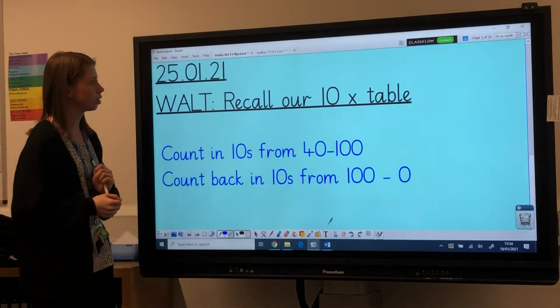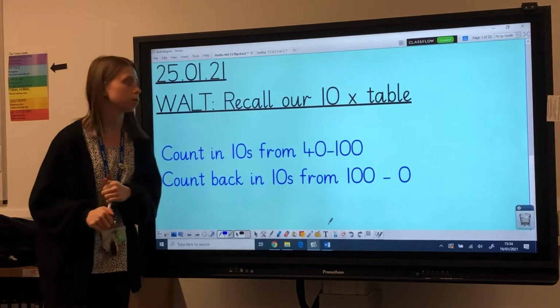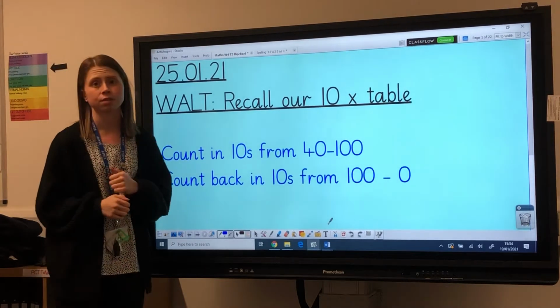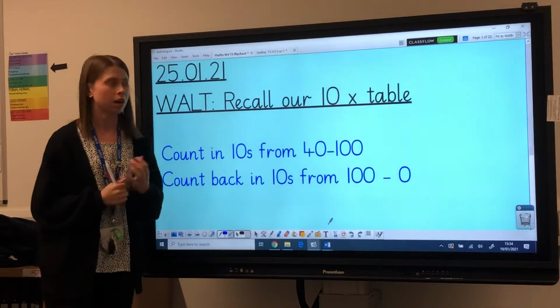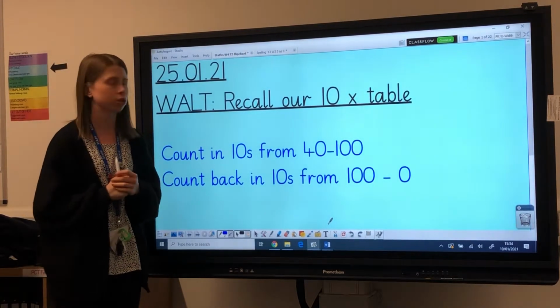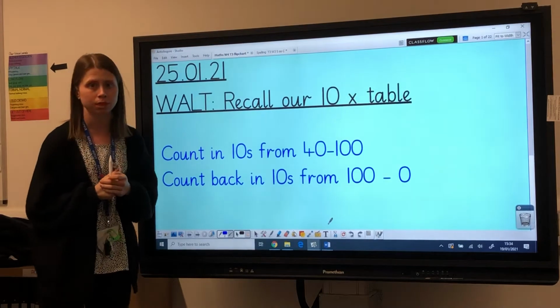We are going to look at recalling our 10 times table, and we've done a little bit of this for the 2 and 5 times table. So this input isn't going to be as long as we're just recapping the same sorts of things but with the 10 times table instead.